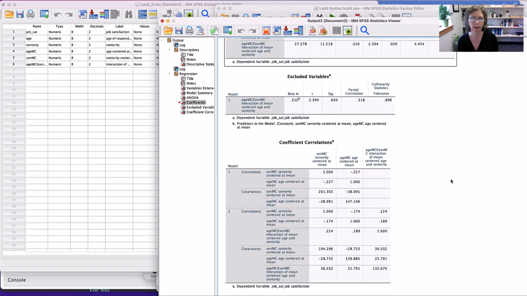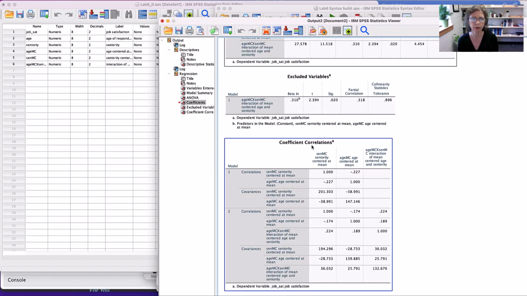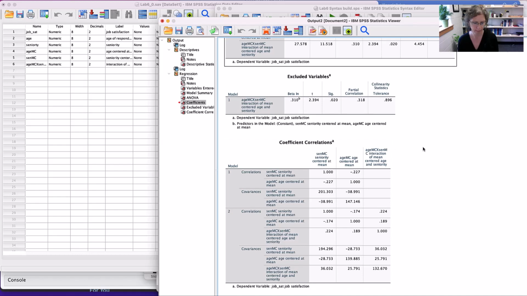Like I said, we'll come back to our coefficient correlations when I think it's option 2 that I'm giving you guys for probing the interaction. So we'll come back to this table in a little bit.